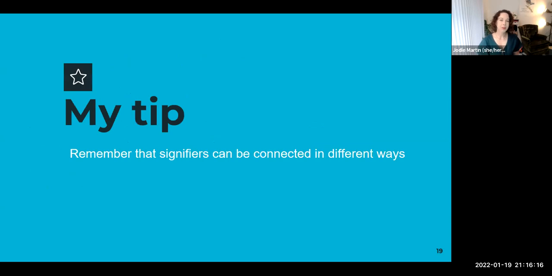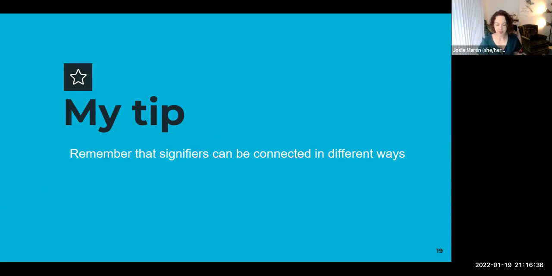Methodologically, my tip would be to remember that signifiers can be connected in different ways. It's not all this is the same as that, or this is the opposite of that. It can also be cause and effect, similarities and differences, connections in all sorts of ways.